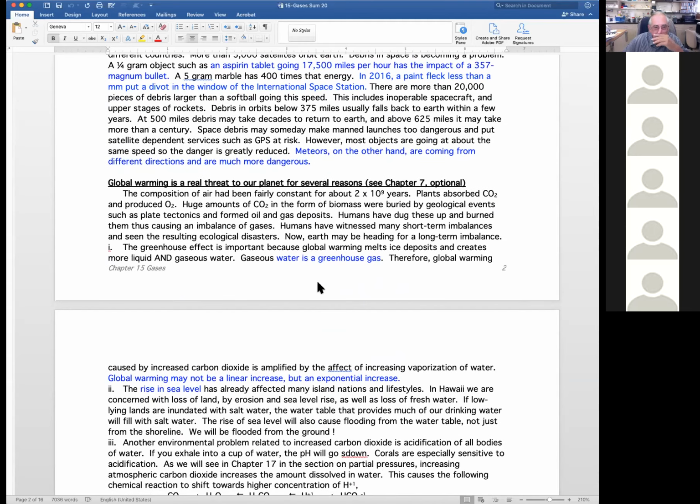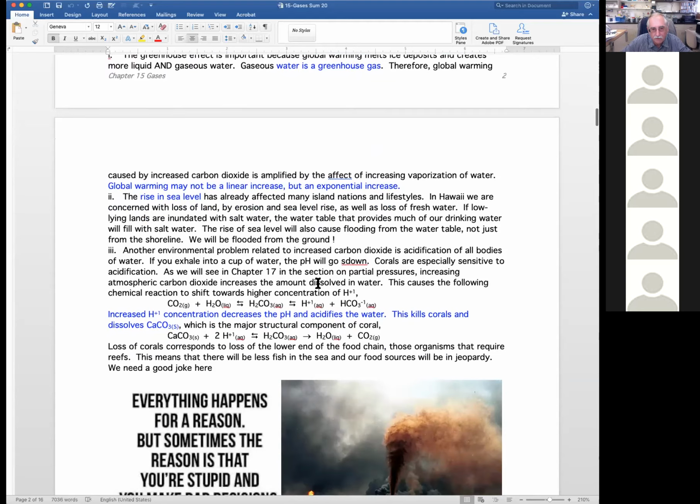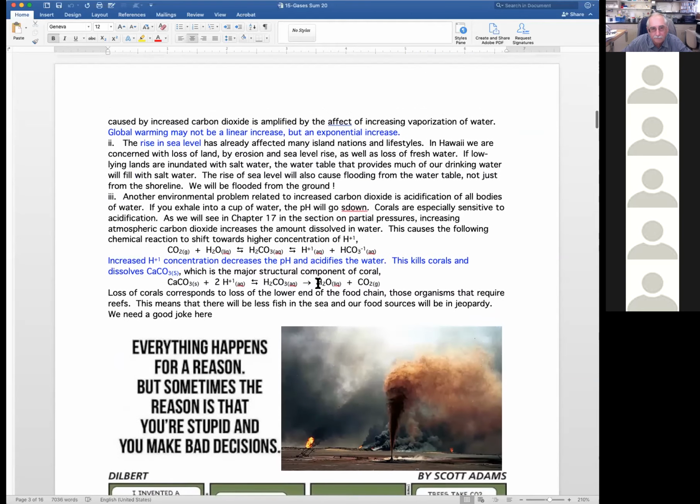So global warming is a real threat to our planet. And people who don't realize that, I just don't know what to do with them. I would say that global warming is not going to be a linear increase. It's going to be an exponential increase. And here's two serious problems about it. Carbon dioxide increases. You put it in water, you form carbonic acid. That ionizes to give you the hydrogen ion, which is acidic. So that's going to acidify the planet.